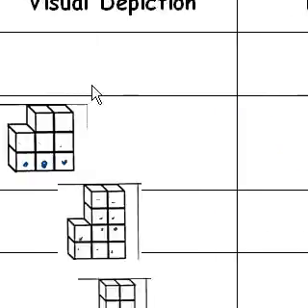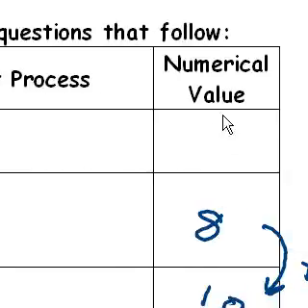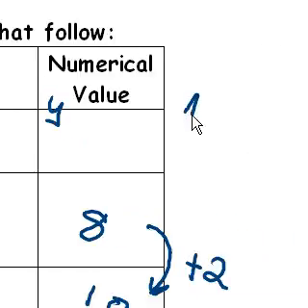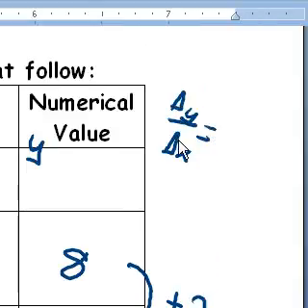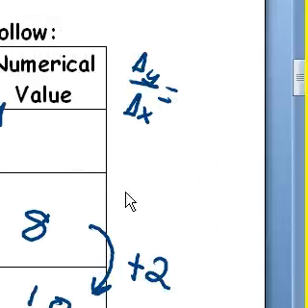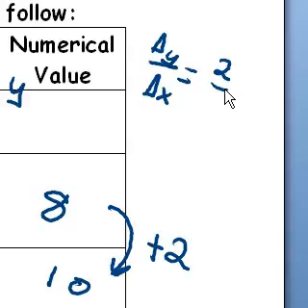Therefore, this is our independent value. So we can think of this as our x. We can think of this as our y. So our delta y over delta x, our change in y was a positive change of 2, and our change in x was 1 every time. So our rate is 2. So that's our rate.